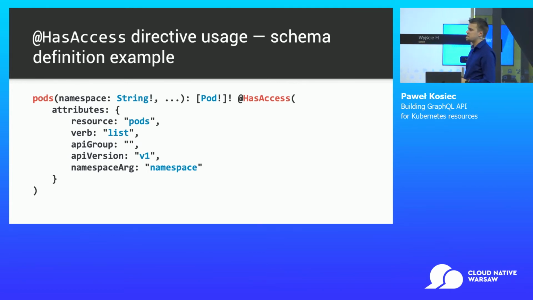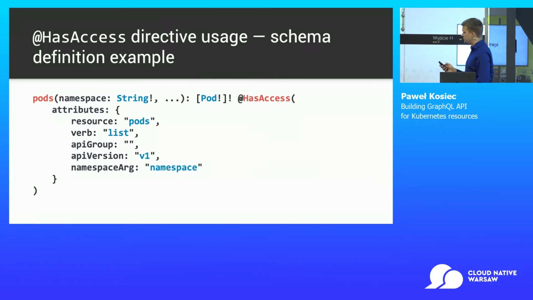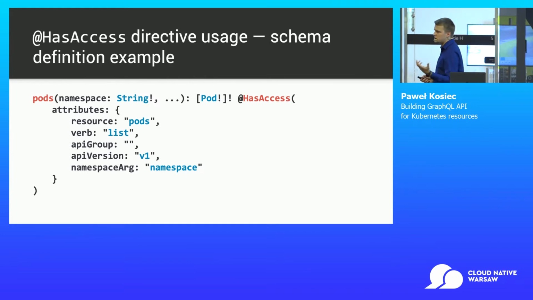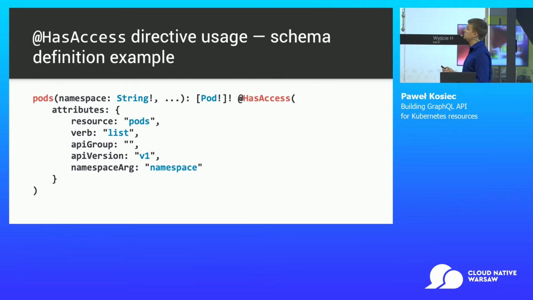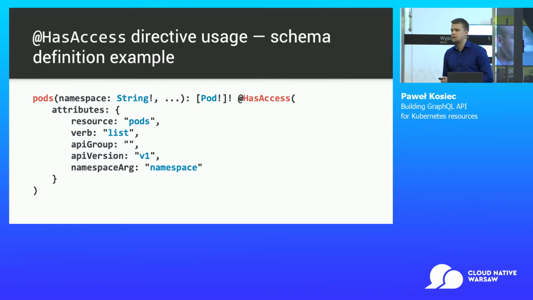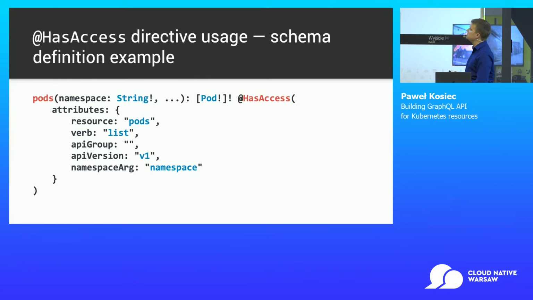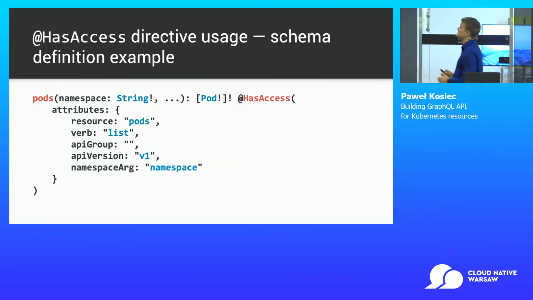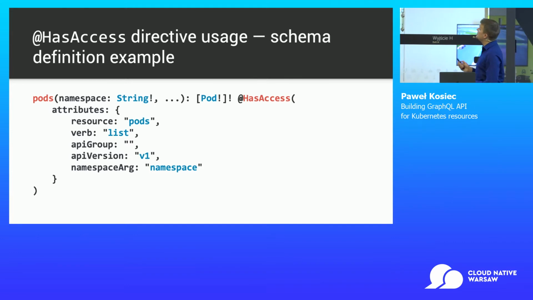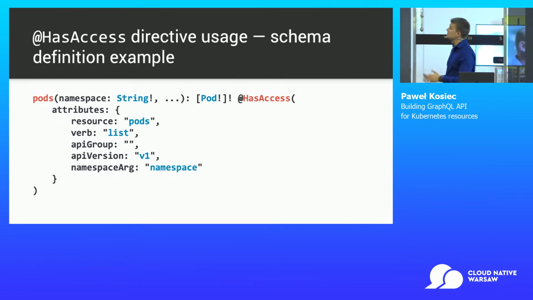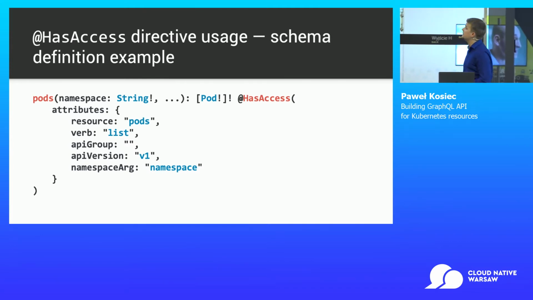The directive, as I mentioned before, is some kind of GraphQL middleware. If you have a pods query and the user queries pods, it will use this query, but before executing the resolver for this query, the directive will be fired, because the directive is an additional function. If this function returns an error, then the resolver won't be executed at all. If not, then the resolver will be executed as usual.